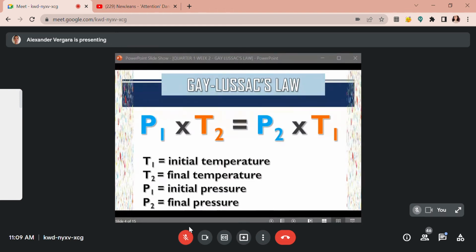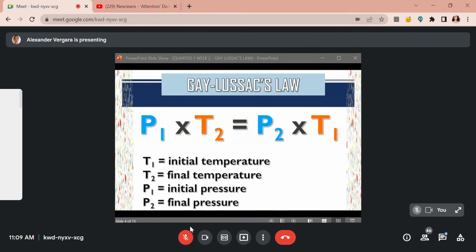Now, Maynard, what's the formula for T2? T2. P sub 2 multiplied by T sub 1 all over P sub 1. Very good, Maynard. So that will be the formula for T2. T2 is equivalent to P2 times T1 all over P1, while T1 is equivalent to P1 times T2 over P2. And P2 is P1 times T sub 2 over T1, and P1 is P2 times T1 over T2. Any question? Did you already take a screenshot of these formulas?